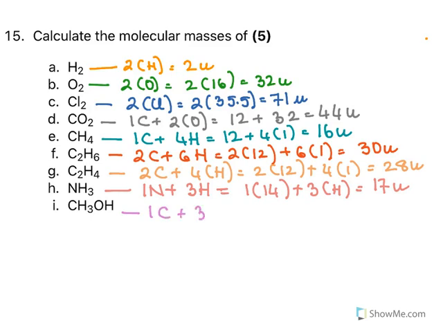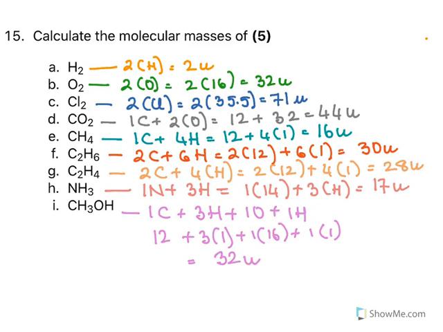And last is ethanol, 1 carbon, 3 hydrogen, 1 oxygen and 1 hydrogen. So that is 12 plus 3 into 1. Oxygen is 16 plus 1 into 1. You add this up together, you get 32 U.